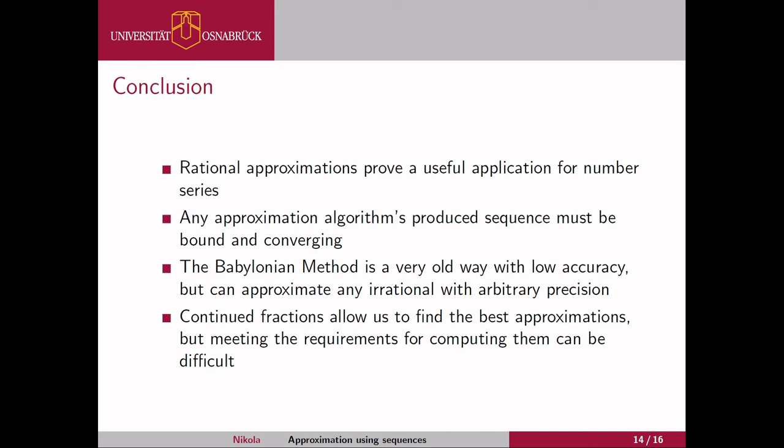The Babylonian method is a very, very old method. It was used back in the day when people still did not believe that things like irrational numbers exist, but they still used it to approximate numbers they couldn't express as rational numbers. Quite a strong algorithm, but simple and strong, not very accurate, right?